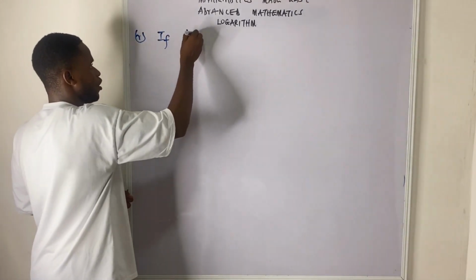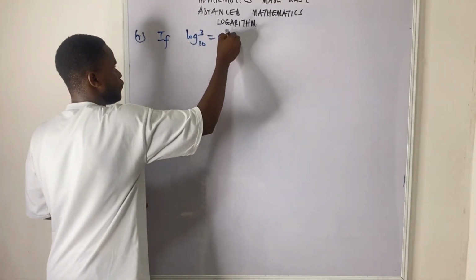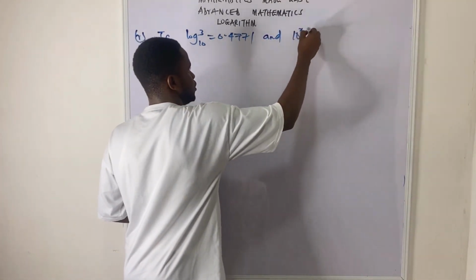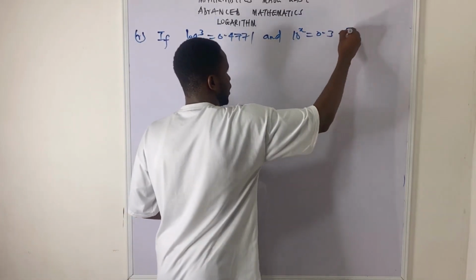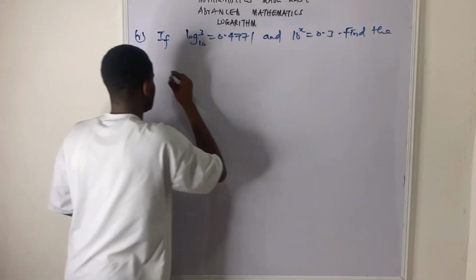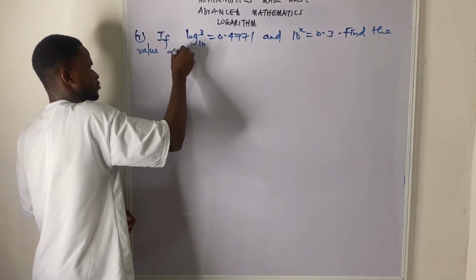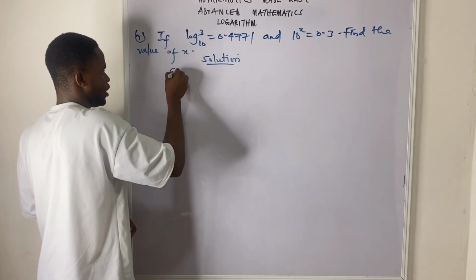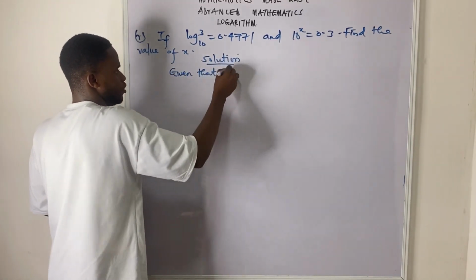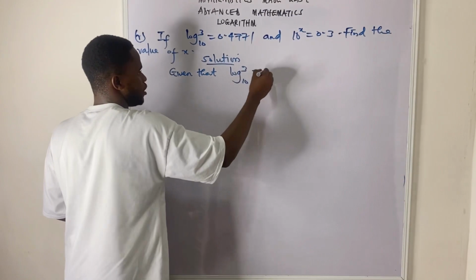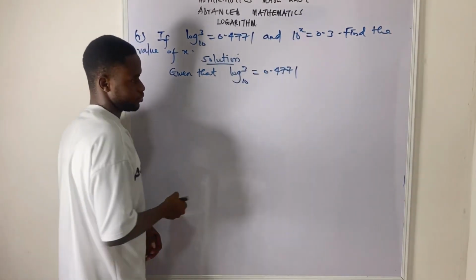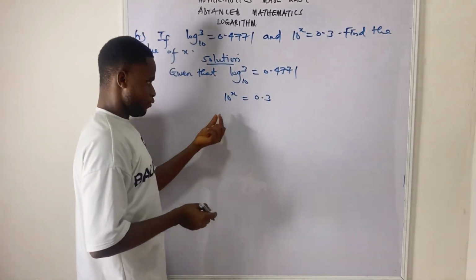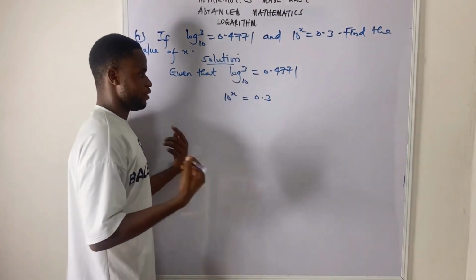If log 3 base 10 is 0.4771 and 10 raised to the power x is 0.3, and you have to find the value of x. Still similar to that one, very simple. You will be given that log 3 base 10 is 0.4771 and 10 raised to the power x is 0.3. So to find the value of x from the given value is very simple.